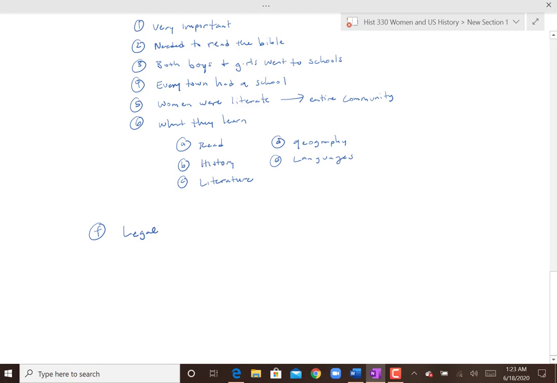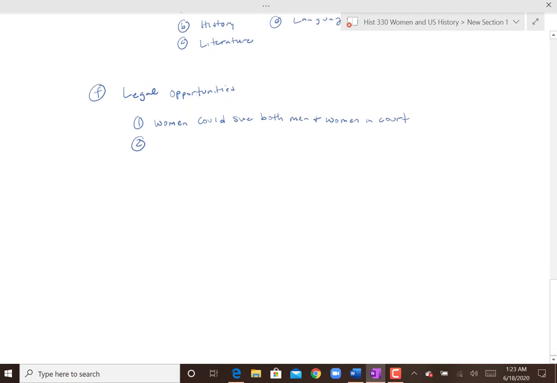Well, I guess we'll put the legal opportunities. I don't know if it is a great opportunity, but one of the legal opportunities that women had equal to men that was also rare is that women could sue both men and women in court. And the reality is that in other societies, in England or the Chesapeake area, women had very little standing to go to court and sue people, in part because of femme covert, and the Puritans did practice femme covert to a degree, but there were all these exceptions based on their religious beliefs. And so women could sue both men and women, and that's important, right? It wasn't just women. Women could sue men in court.